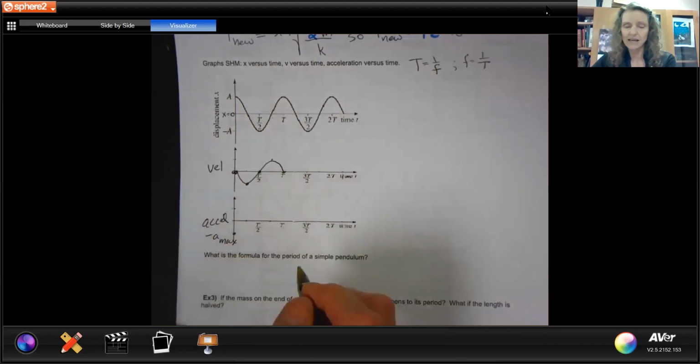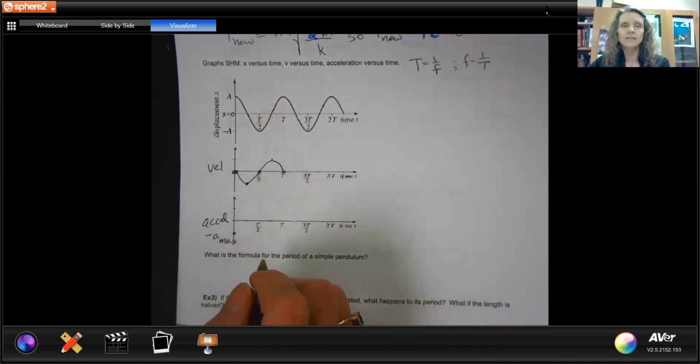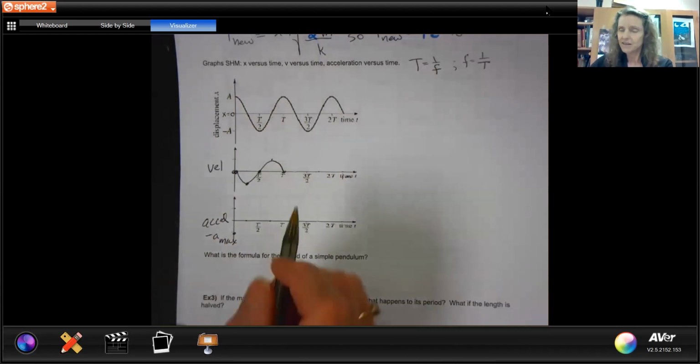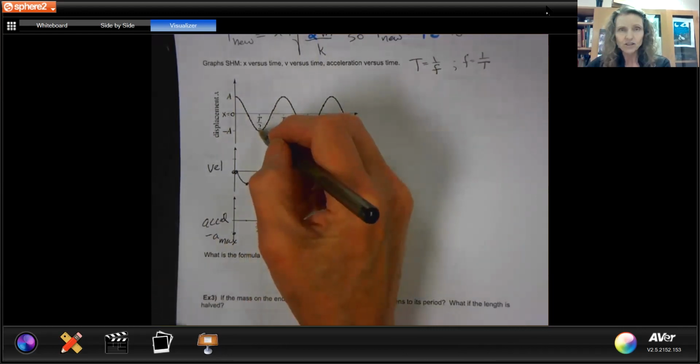Lowercase a max, negative a max. When is it a maximum again? When it shoots through to the other side. Okay, so that right there is when it's shot through to the other side. So it's at maximum negative position.